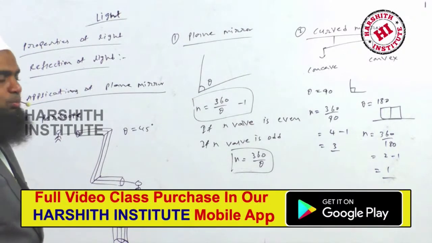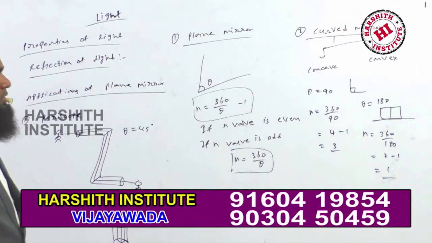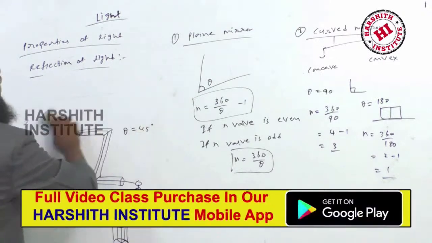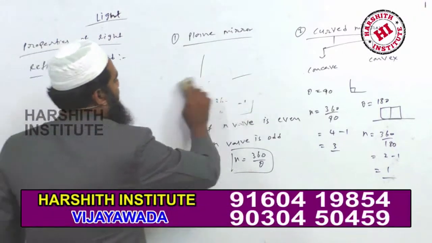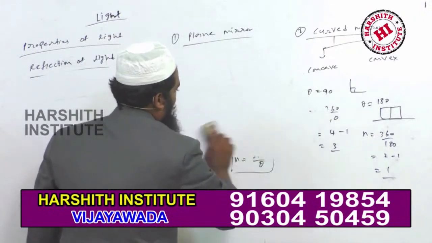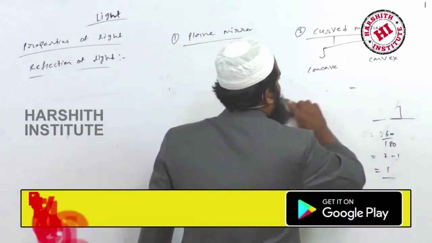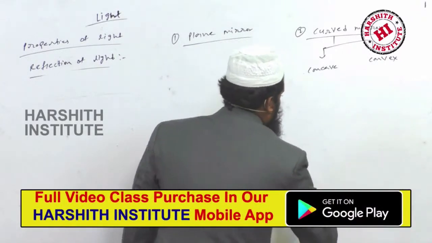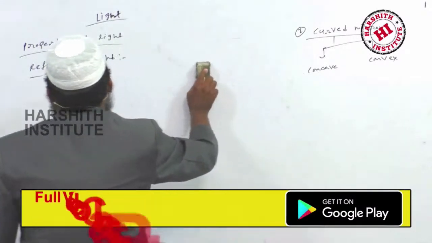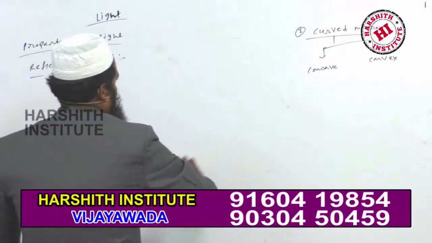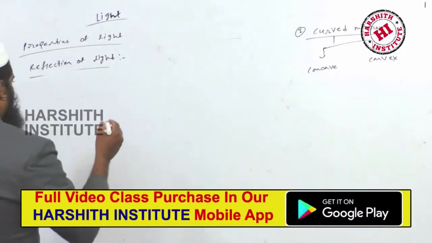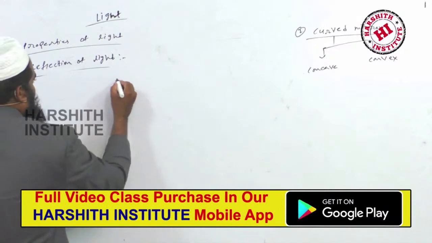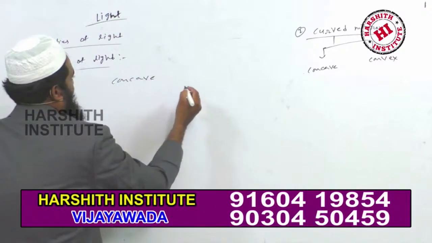Now we discuss curved mirrors. These curved mirrors are of two types: concave and convex. Now discussing curved mirrors, we first discuss some properties that are used in daily life, and then some applications of concave mirrors and convex mirrors. First we discuss the concave mirror. This is concave. This is convex.